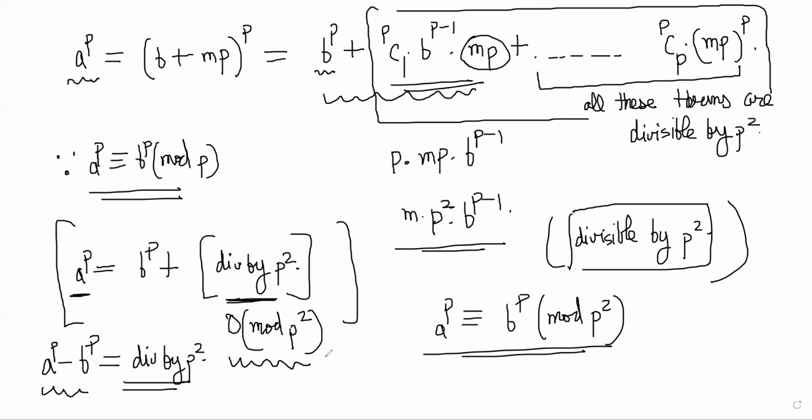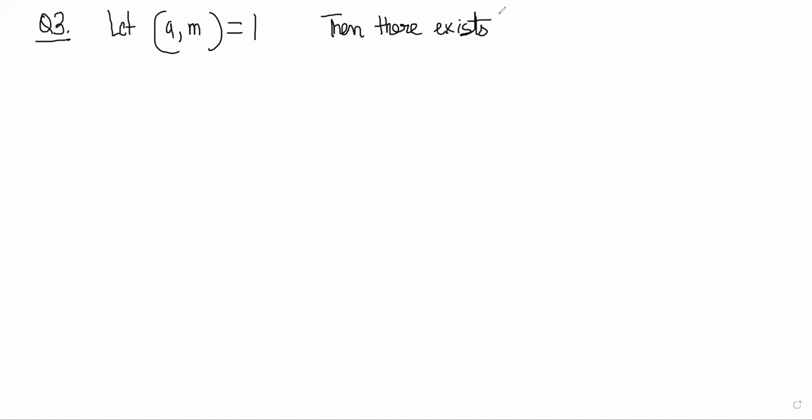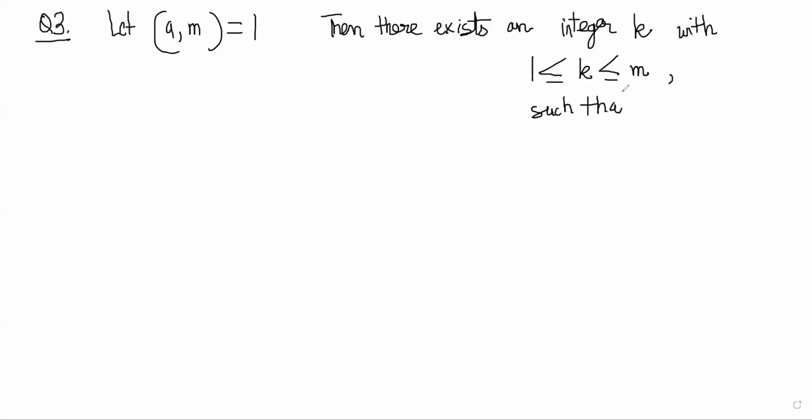Okay, let's look at the next problem. This is question 3. Let a and m be coprime numbers, so their GCD is 1. Then there exists an integer k with 1 less than or equal to k less than or equal to m, such that a power k is congruent to 1 mod m. We have to show this, correct?